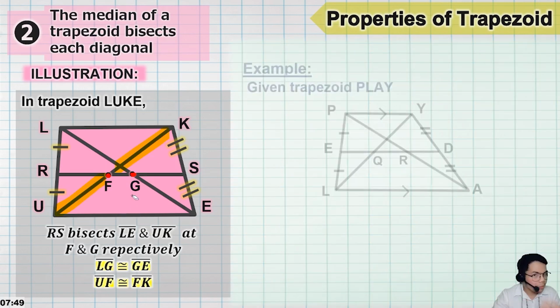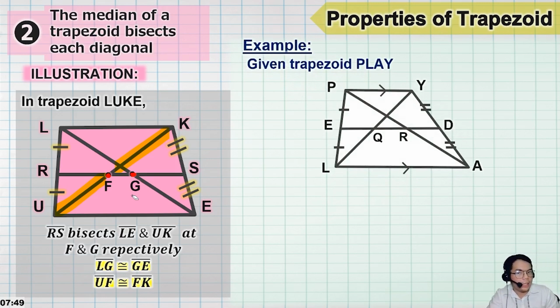Ayan. So, to apply this property, at para mas maintindihan pa natin yan, let's have this given example. Given that we have a trapezoid PLAY, now let's identify the following. And we have here ED as the median, and point Q and point R are the intersection of the median and the two diagonals respectively.